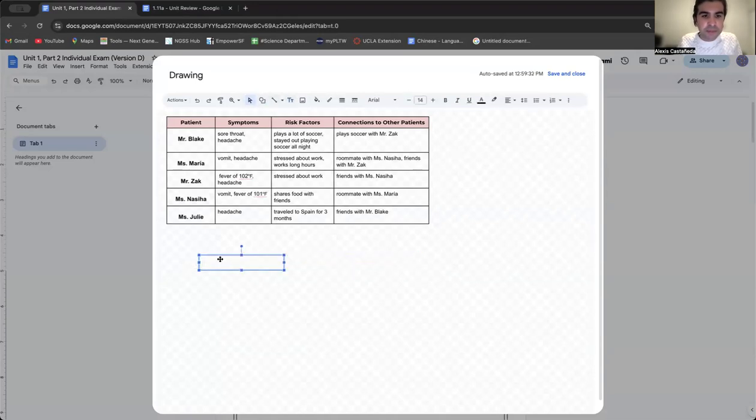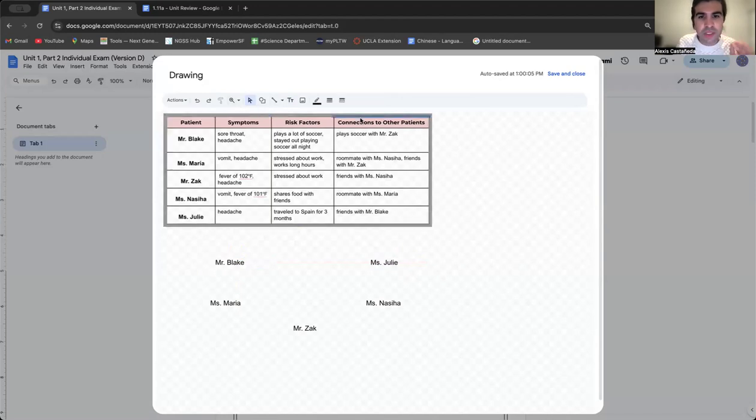So we have Mr. Blake, we have Miss Maria, we have Mr. Zach, we have Miss Masiha, and we have Miss Julie. All right, so let's find the connections between them. So we're going to do the symptoms and their connections with each other. So these 2 rows.